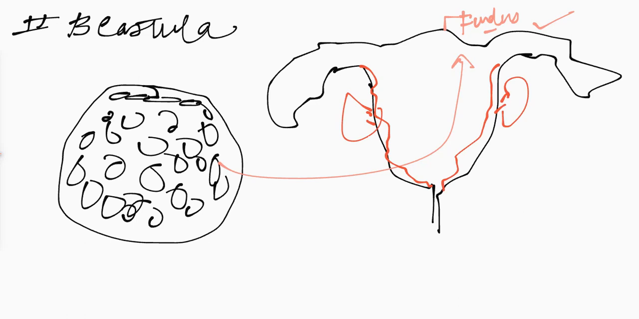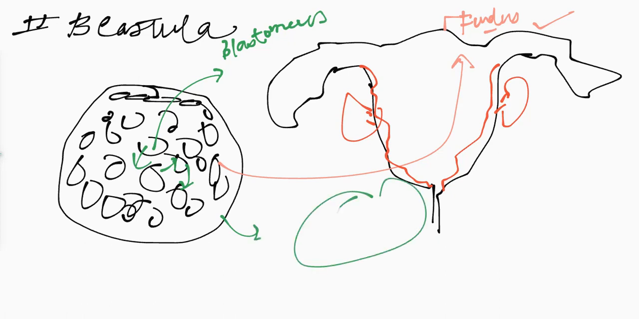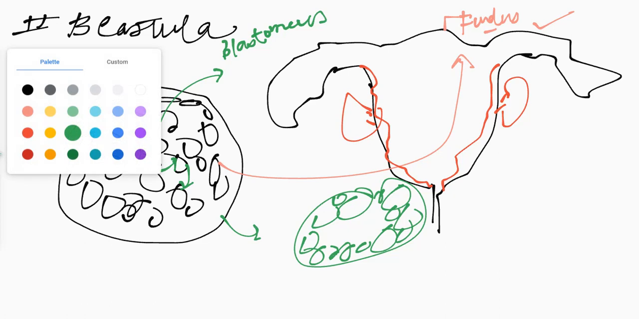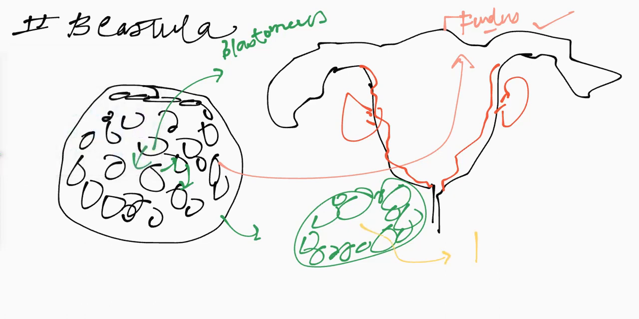Cavity of the blastula is formed during the rearrangement of the blastomeres. Suppose these are the blastomere cells. These cells differentiate or regenerate to form blastocoele cavity like this. This hollow cavity is called as a blastocoele.